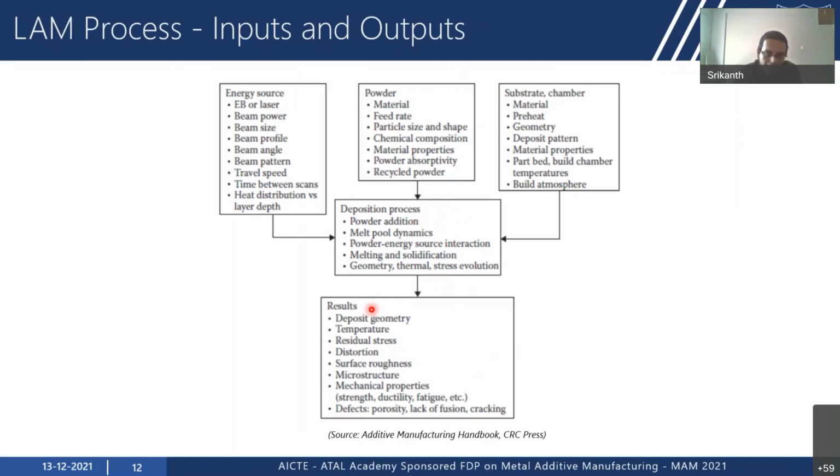And there are a large number of deposit characteristics that need to be understood. Just some of them I've listed in the previous slide. So summarizing everything together, you have a large number of deposit process parameters, a complex interaction between different physical phenomena taking place at the time of deposition, and a large number of deposit characteristics that need to be understood.